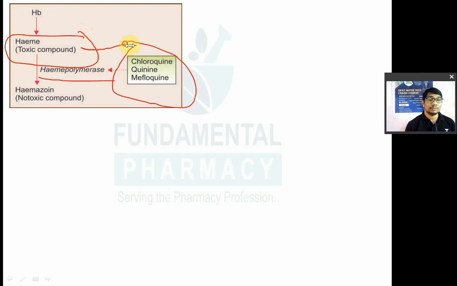There is a collection of this compound and that results in the death of the parasite. So that's how chloroquine, quinine and mefloquine act. So that is the mechanism of action of this drug. So again, a very important question has come.